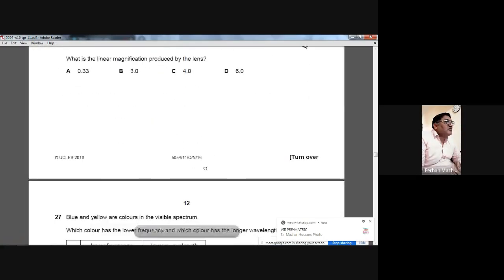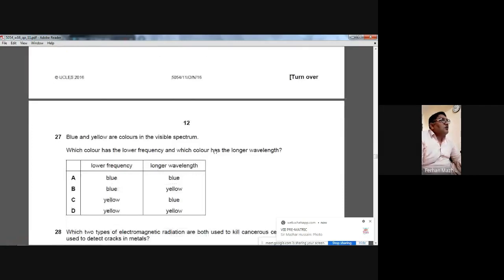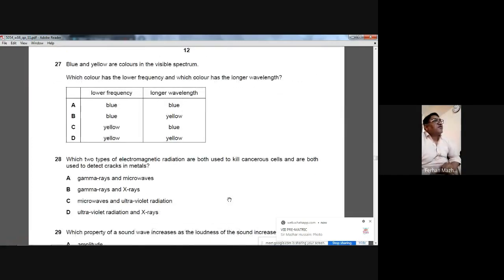So the next question. Blue and yellow are colors in the visible spectrum. Which color has a lower frequency and which color has a longer wavelength? If you remember ROY G BIV, let's write ROY G BIV. So he's talking about which colors? The blue color and the yellow color. He says who has the lower frequency? Yellow will have the lower frequency. Who will have the longer wavelength? Yellow will have the longer wavelength.